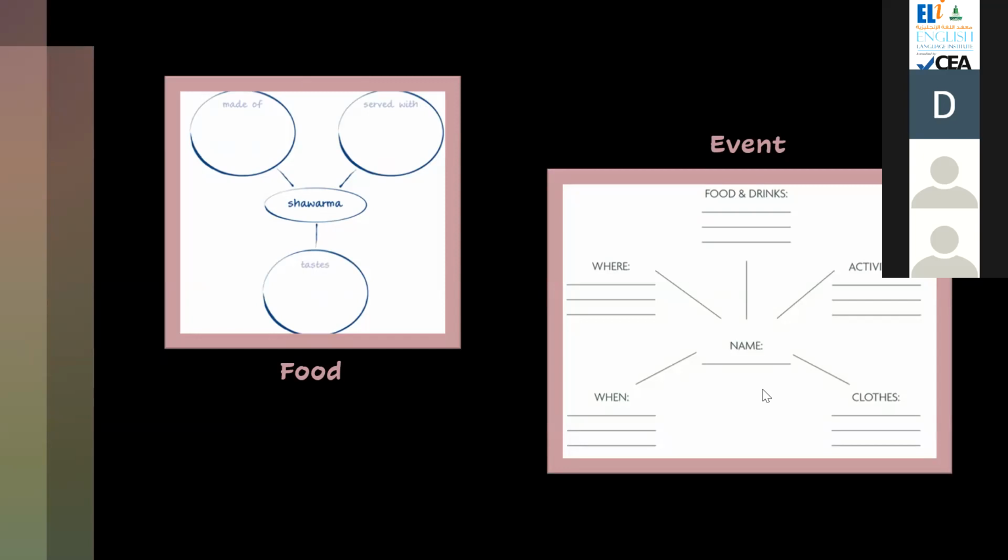Or you could have a more complex one, like an event. You put the name of the event. The Al Janadreya Festival outside of Riyadh, when it happens, where it happens, what food and drink can be expected, what kinds of activities happen during the event, are special clothes needed? So mind maps can go from really quite simple to fairly complex. You've got a main idea, then you've got ideas on the side.